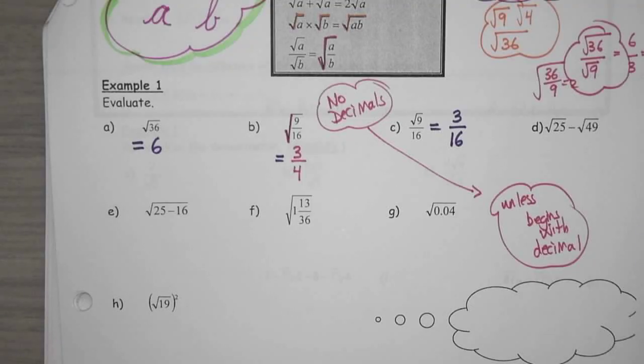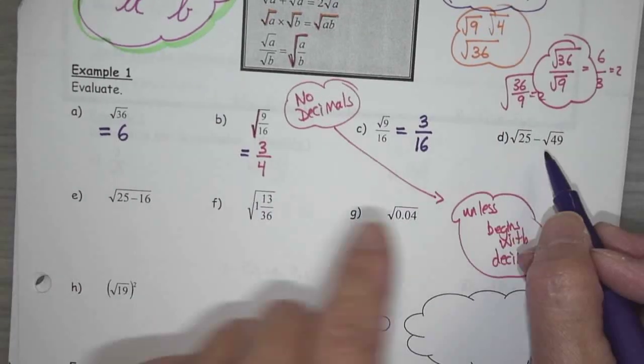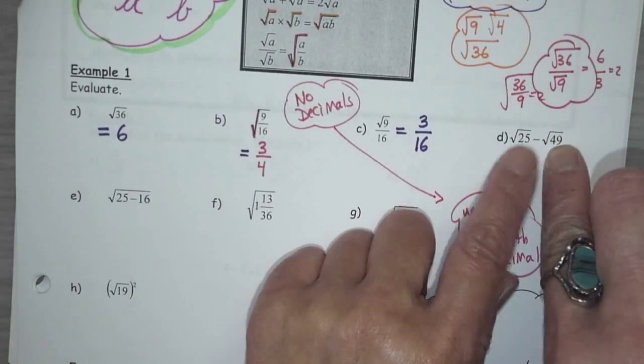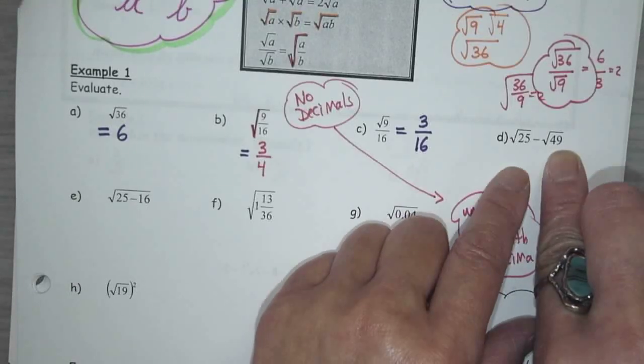Sometimes you'll need it, and I'll show you when we need it, but you shouldn't need it all the time. Square root of 25 minus root of 49. This works like the radical, and we're going to use this already. We used this already in chapter 1. It works like a bracket, right?